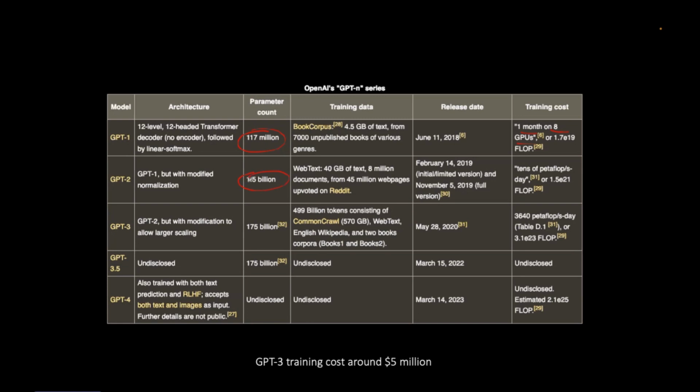We see 1.5 billion parameters, 175 billion parameters for GPT-3. And when you get to GPT-4, they were kind of undisclosed, but we're going to see that actually the details leaked out last week. So we roughly know what they claim to say. They say that training GPT-3 costs around $5 million. So these models are becoming very expensive to train.